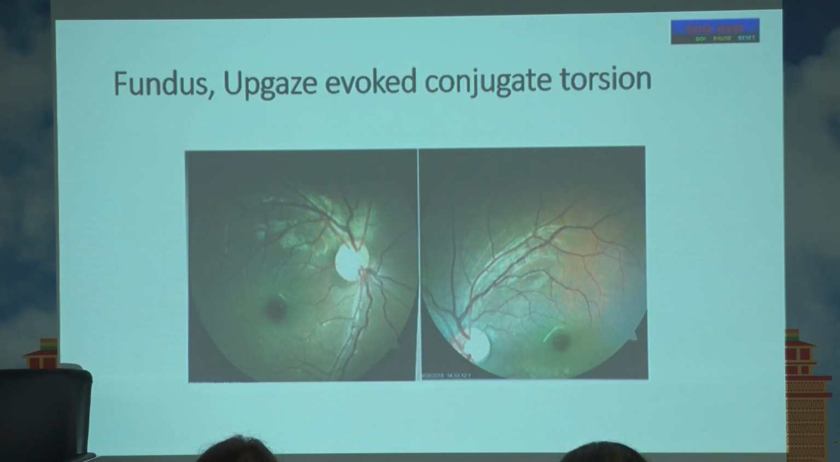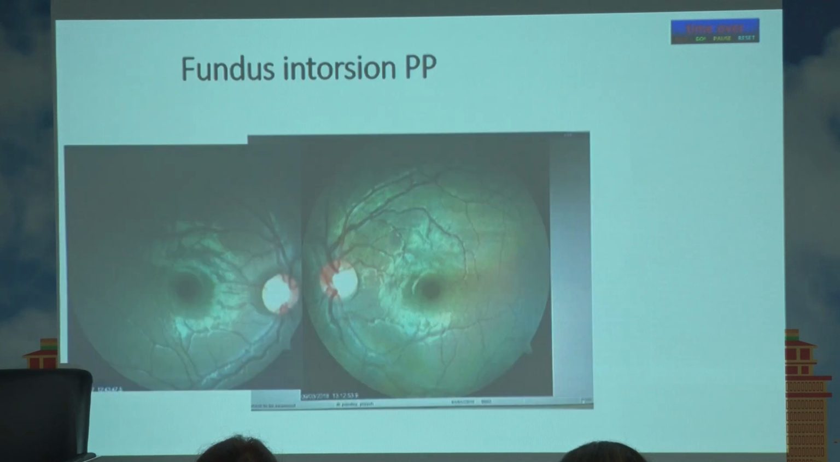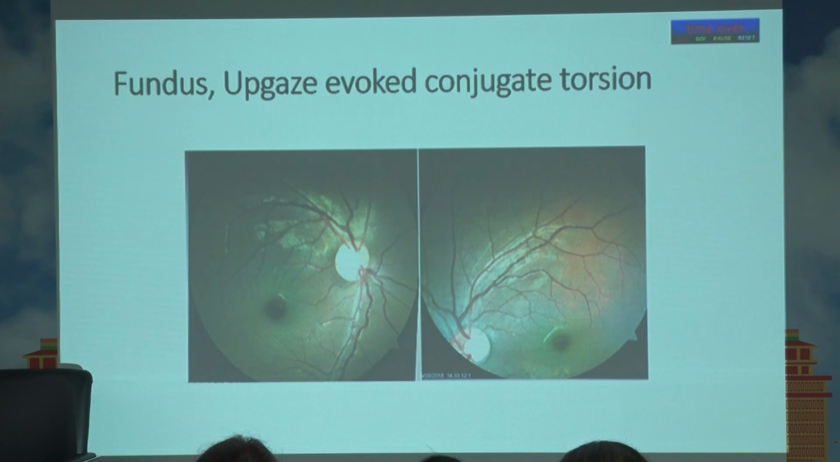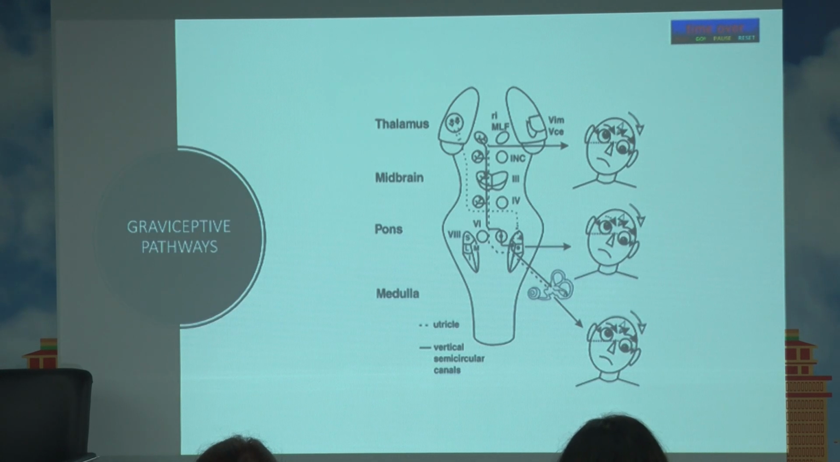As this child looks up, you can see that the intorsion which was there in the right eye has gone into extorsion, and the other eye has gone into intorsion. So this change in torsion has happened because of gaze. This is a published case. Very interesting. This shows that there is involvement of the otolithic pathways which are used in the vestibulo-ocular reflex.